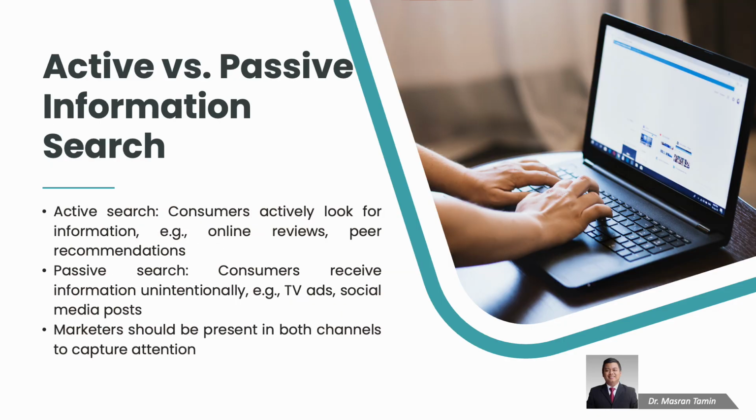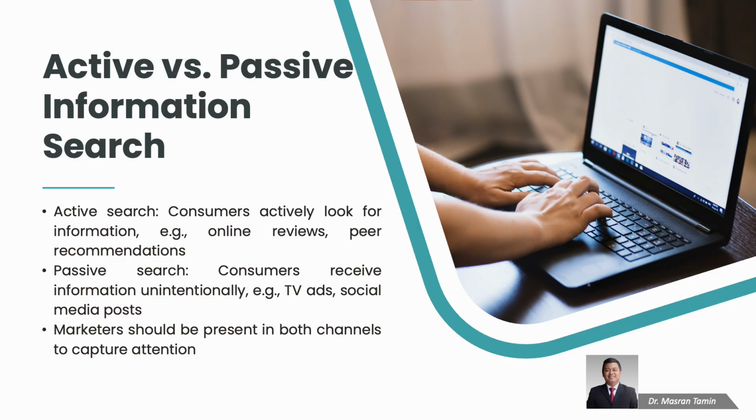Once a need is recognized, consumers enter the information search stage. This can happen in two ways. First, active search, when consumers intentionally seek information. For example, reading online reviews, asking friends for recommendations, researching product comparisons. Second, passive search, which is when consumers receive information without actively looking for it. For example, seeing an Instagram advertisement, watching a TV commercial, browsing a website and noticing a product promotion.